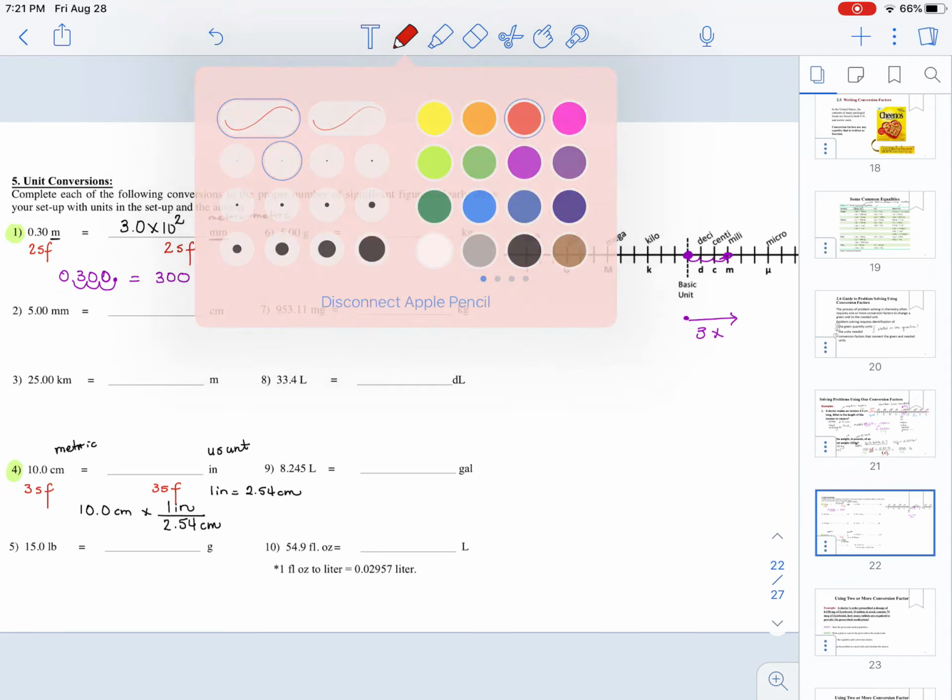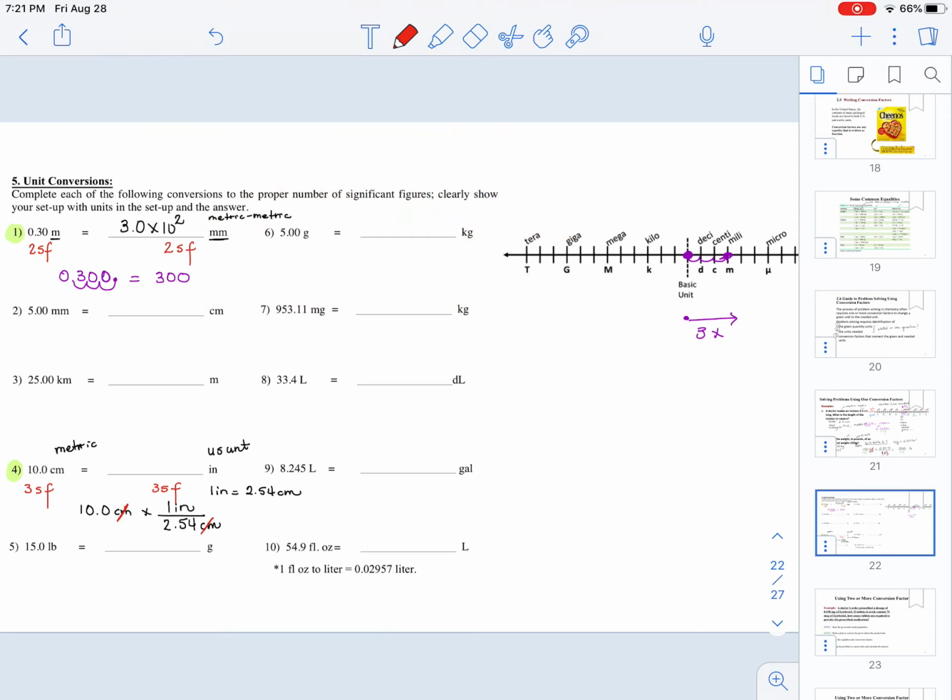So in this case, that means that the centimeters cancel each other. Then when I take that 10.0 times 1 and divide the whole thing by 2.54, understand that based on that value, I need to round the final answer to 3 sig figs. So the final answer for number 4 is going to be 3.94 inches. So 10.0 centimeters equals 3.94 inches.